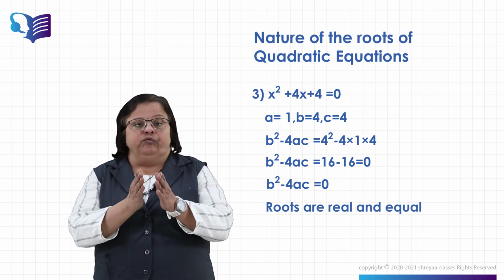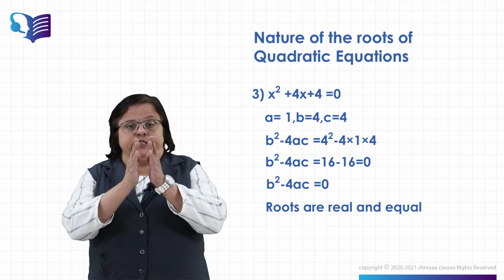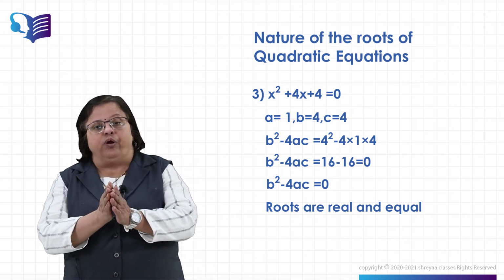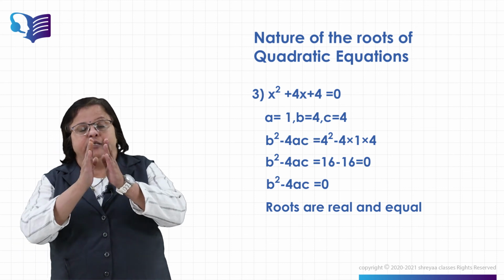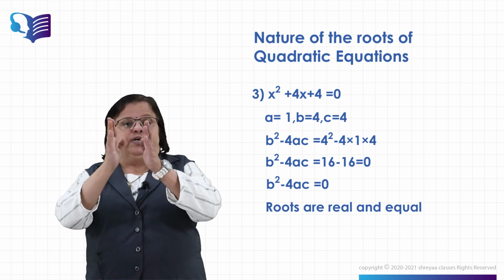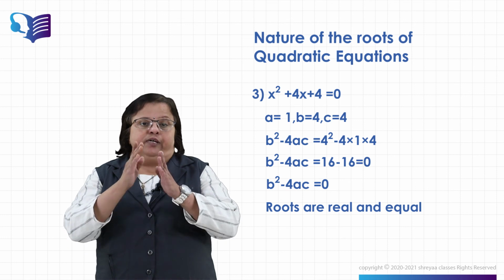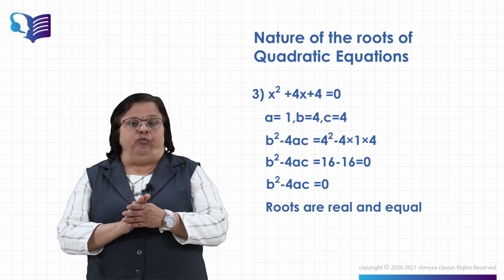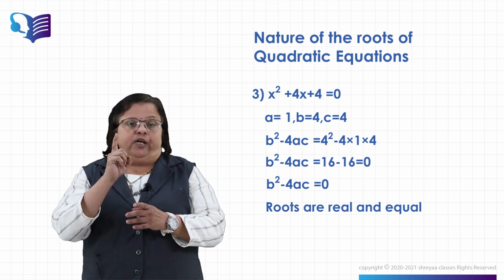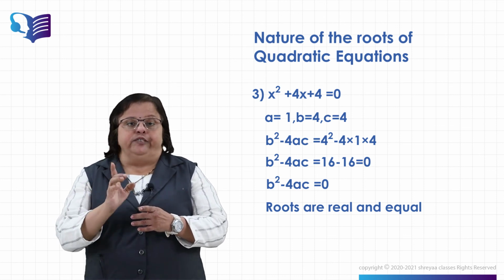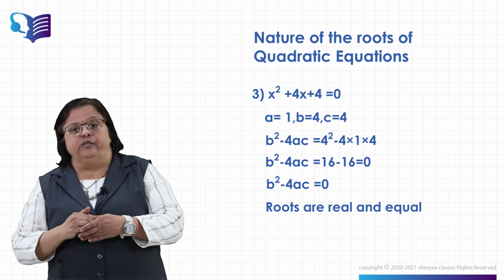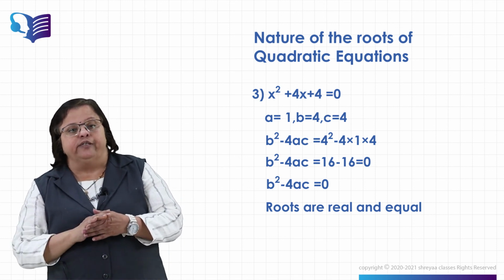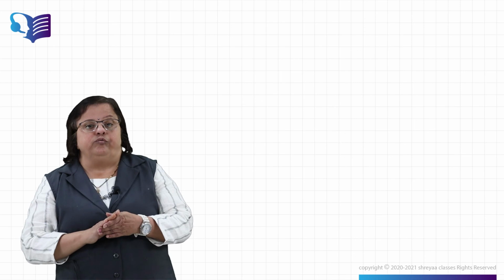So, here if you see the sum x square plus 4x plus 4, it is an identity, a plus b bracket square, x plus 2 bracket square. Therefore, we get only one value of x, that is minus 2. Solve this sum by splitting the middle term, and you will get the value of x as only 1, which is equal to minus 2.